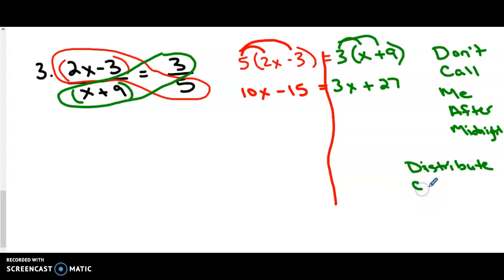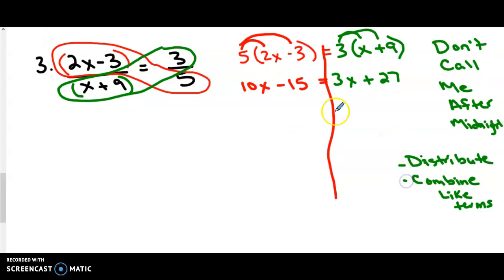The C stands for combine like terms. Okay, there aren't really any terms to combine. So you can't combine this 10x with the 3x because they're on different sides of the equal sign. So first look on the left, there's nothing to combine here because this term has an x, this one does not. Look on the right side, again, this term has an x, this term does not. So we can't combine anything.